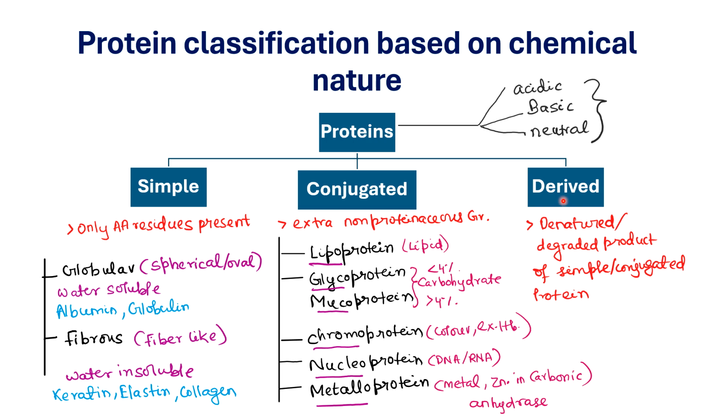There is a third category of protein which is called derived protein. Now, derived proteins are nothing but denatured or degraded products of simple or conjugated proteins. For example, if you take a raw egg, after you boil it, the proteins in the egg get denatured. So that's an example of your derived protein. I hope the classification of protein is clear now.